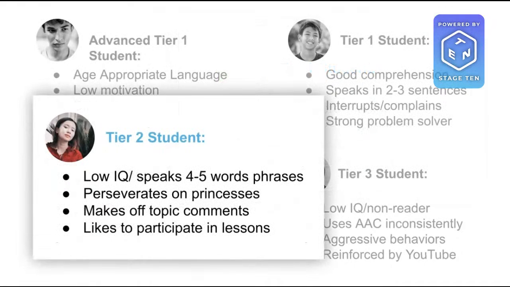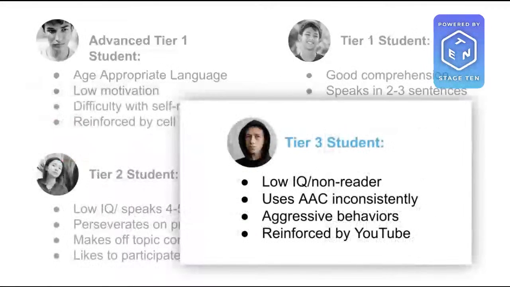Our Tier 2 student is Abby. Abby has a low IQ. She speaks in 4 to 5 word phrases. She enjoys participating in lessons, but she tends to perseverate on princesses, which leads to her making off-topic comments. Jonathan is our Tier 3 student. He has a low IQ and he uses an AAC device inconsistently to communicate. Occasionally, he demonstrates aggressive behavior or not following directions. His top reinforcer is playing computer games.